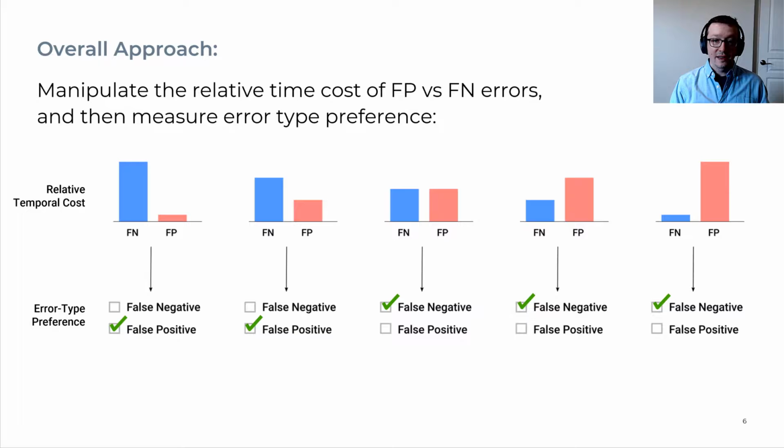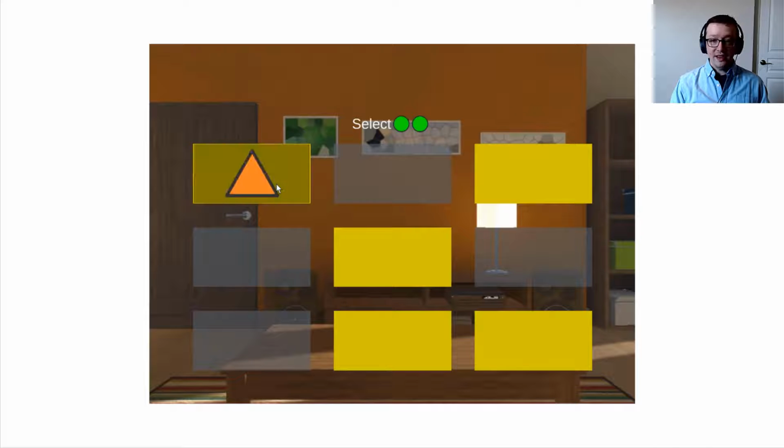Okay, so how did we do this? Well, our overall approach was to manipulate the relative time cost of false positive versus false negative errors and then measure error type preference. But to do this, we needed a task where the recovery actions are consistent across the two error types, and we can manipulate the time it takes to recover from each error type. So to address this, we developed the tile search task that you see here.